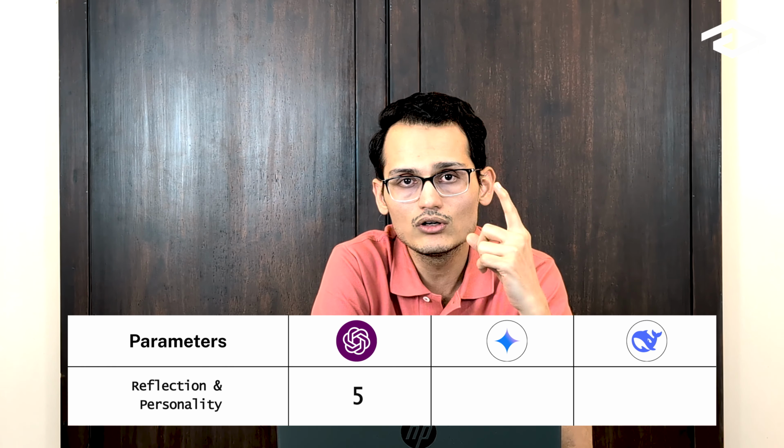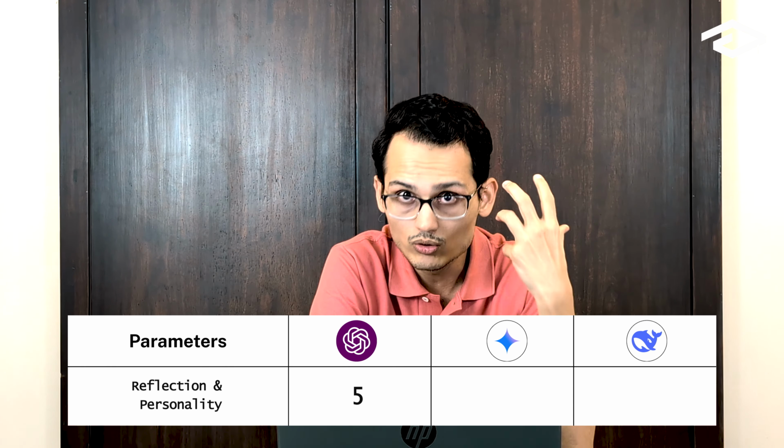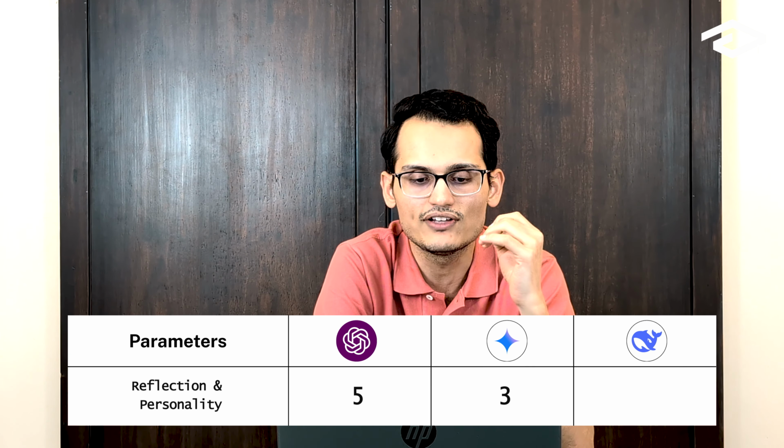And I had told all 3 AIs to have a warm tone while speaking, or a very warm personality while writing the SOP, and I think ChatGPT did a very good job of sounding warm. Gemini gets a 3 on 5. I'm not giving it a 5 on 5 because it wasn't as reflective as ChatGPT.